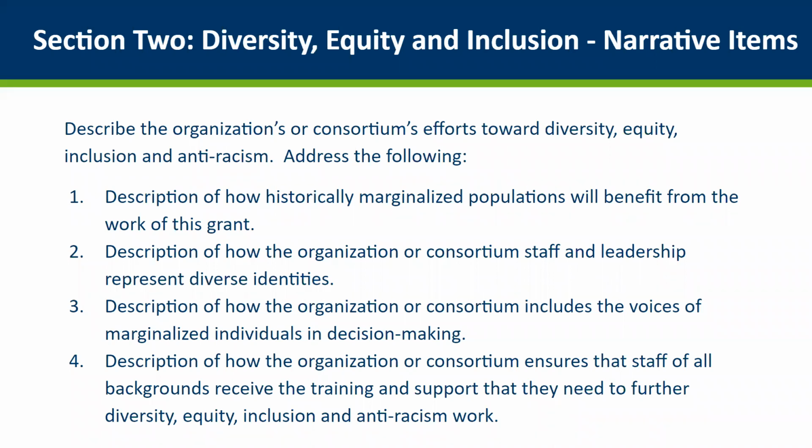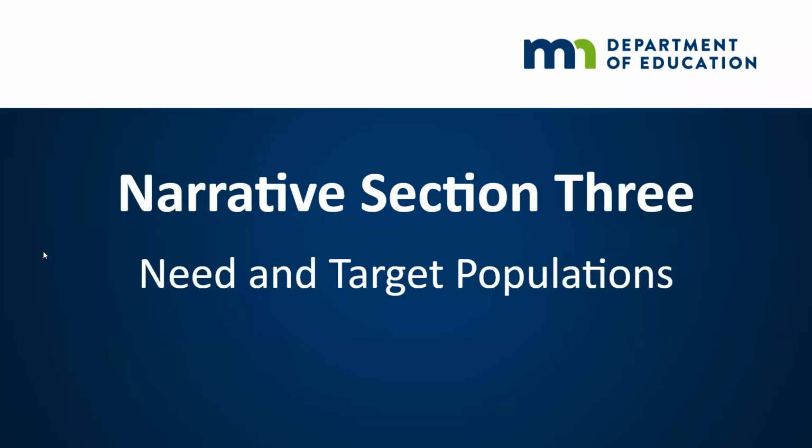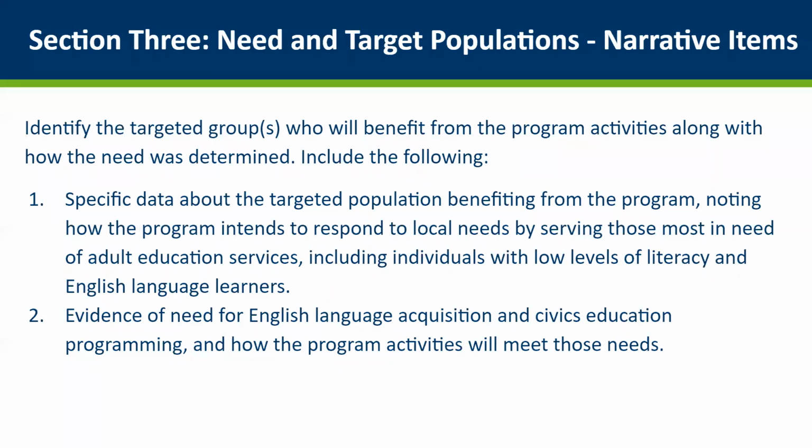Okay. Not seeing any other questions right now. Thank you, Jody. I'm going to maybe take us into section 3. Section 3 is about need and target population. In this section, you can see here there are a couple of items. So I will give you a chance to read these 2 items here.